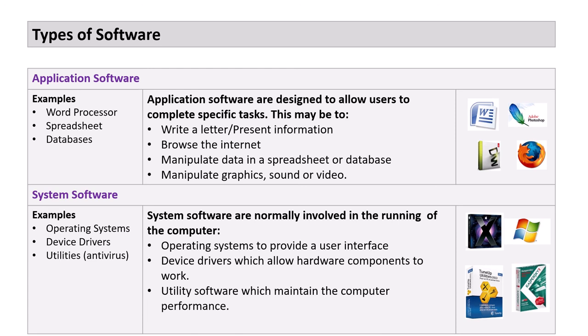Now, as a recap, your hardware is divided into two. Can you think what it is? Yes, internal hardware and external hardware. External hardware was further divided into three. Can you think and recall what that was? Yes, input devices, output devices, and storage devices. Then we had software. Software was divided into two: application software and system software.